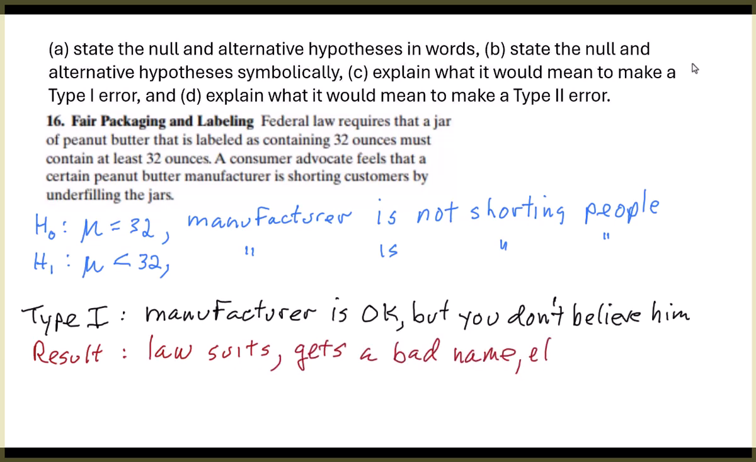Our consumer group could sue them. We could start spreading the word that this brand of peanut butter is gypping you, which means they could sue us for giving them a bad name. Their company could go out of business. Oh, yeah, isn't that the peanut butter company that gyps people? It's a type 1 error. The null is true, and we reject it. Type 2.